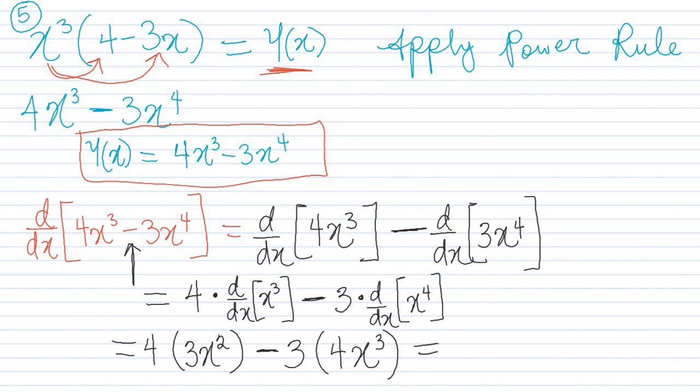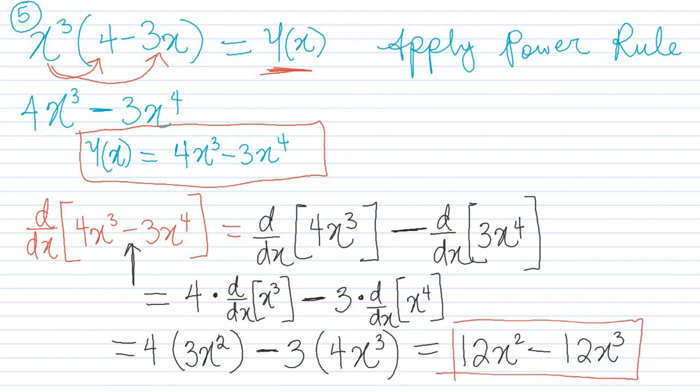So that will be 4 times 3 is what? 12. So our answer is going to be 12x squared minus 3 times 4 is what? 12. 12x cubed. So that will be 12x squared minus 12x cubed. That is exactly the answer to this question.